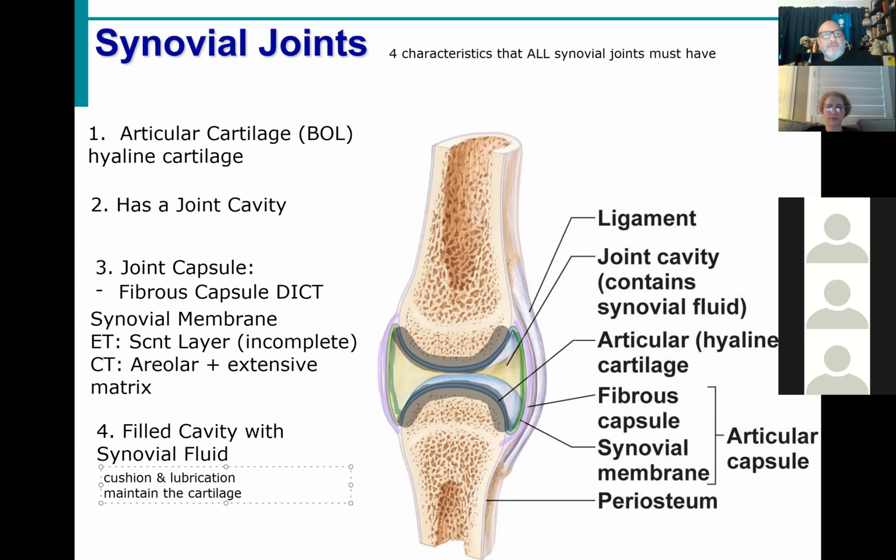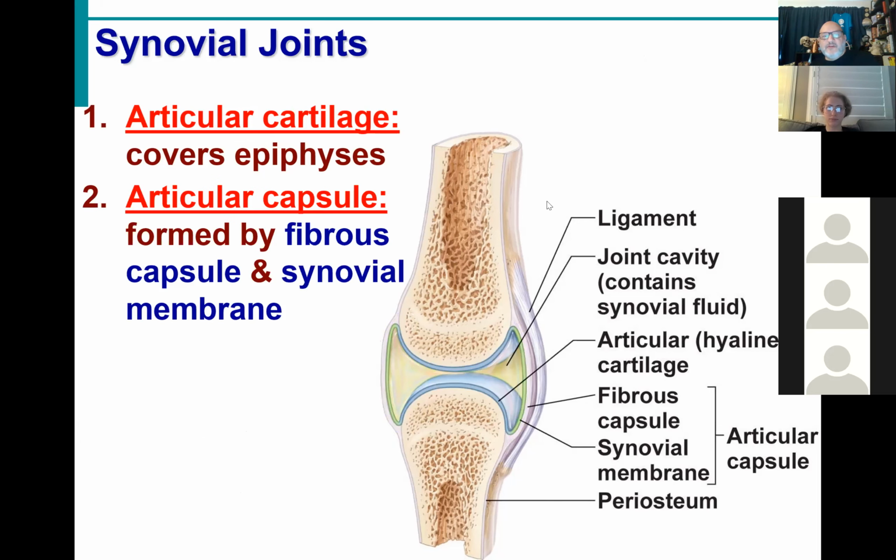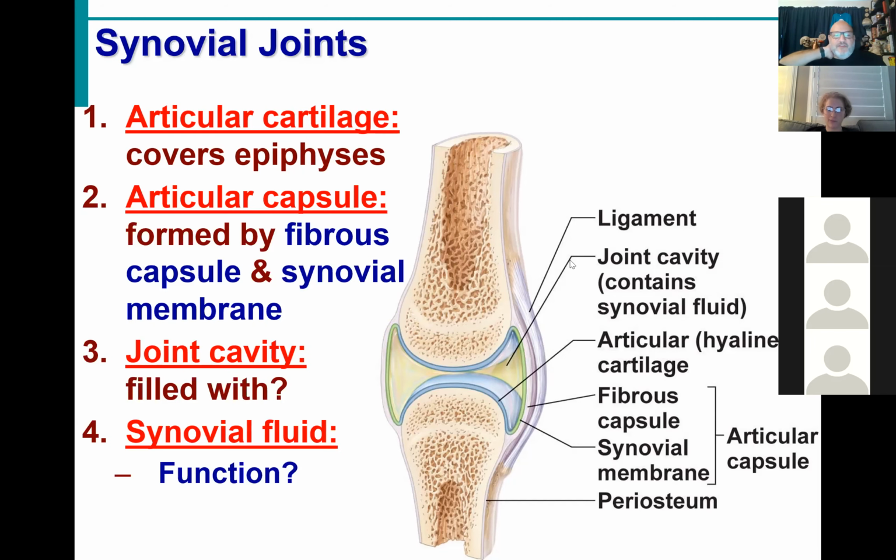So again, it's the articular cartilage on the bones, that articular capsule that has the two components, the fibrous and the synovial membrane, that joint cavity filled with synovial fluid. Every single joint has that. Now, we have this picture here of a very simple synovial joint. Is that what the hip or the knee or the shoulder looks like? This picture right here? No.